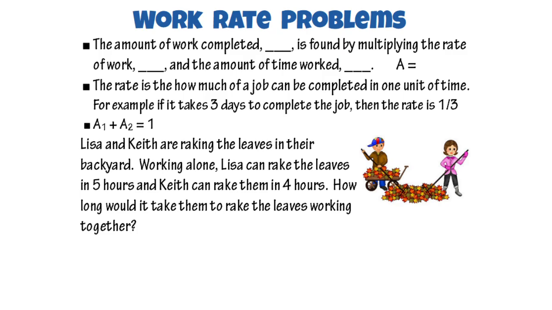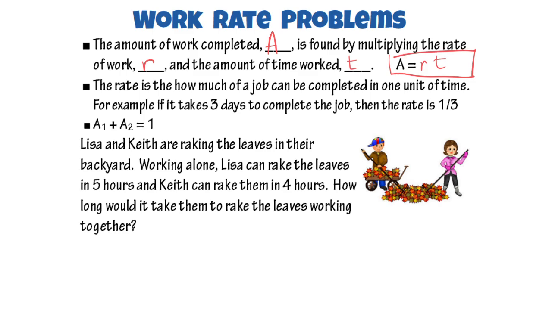The amount of work that you complete, and we use a capital A to indicate the amount of work completed, is found by multiplying the rate at which you work, we're going to use an R for rate, and the amount of time that you work. It's sort of like distance equals rate times time. Here, the amount of work you get done is your rate times the time that you spend doing it. And you might box that in. That's going to be a formula you're going to need to remember.